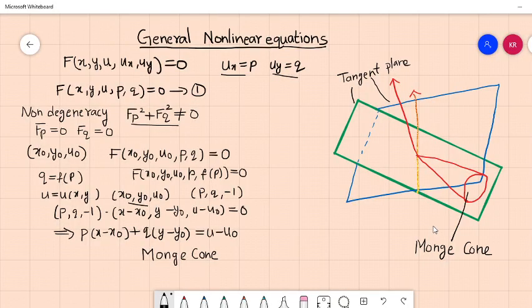So this is the equation of a tangent plane. These two, the green one and the blue one, are tangent planes. You can see that this is a normal to this plane, and this is the Monge cone produced. So this is a Monge cone that we got from this one parameter family of tangent planes, and this will spread out a cone, and such cones are called Monge cones.